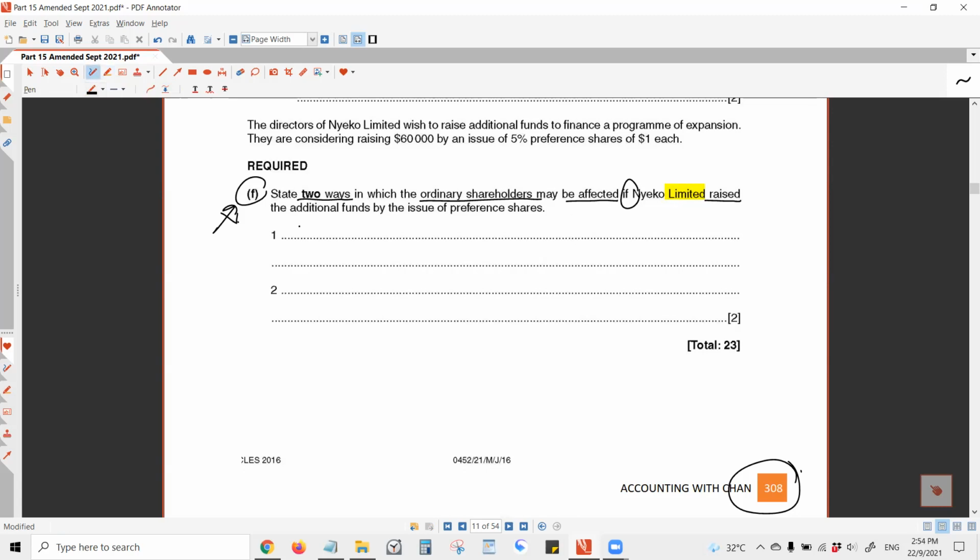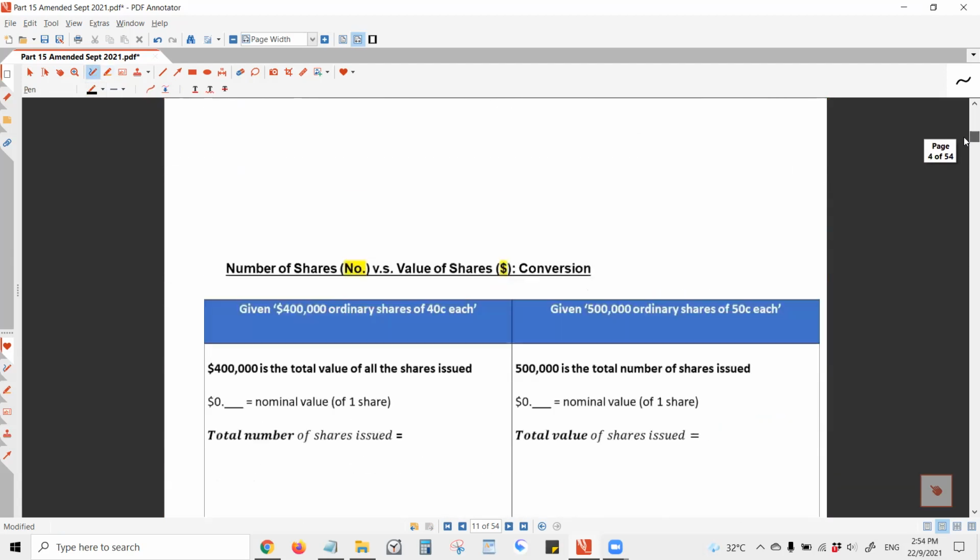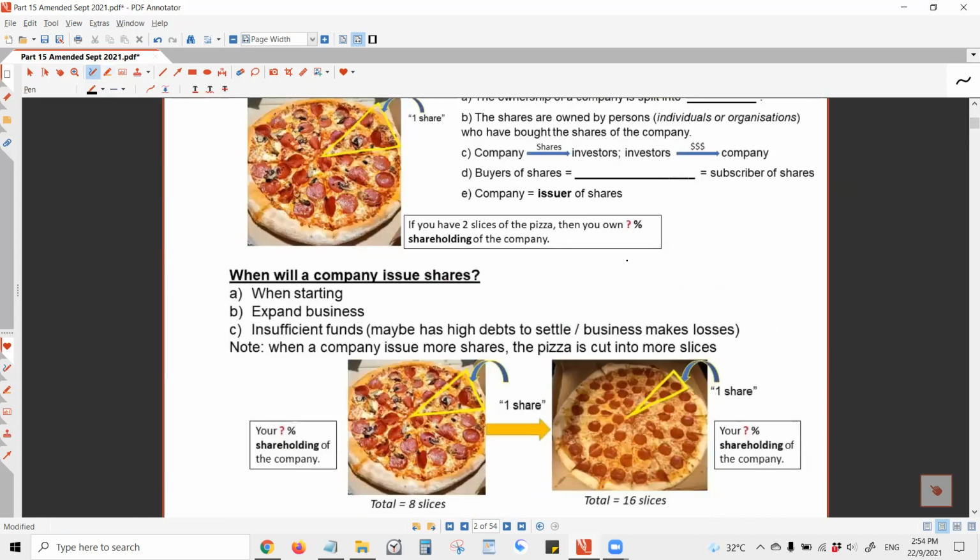If NECO Limited raised the additional funds by issuing preference share. So you try to imagine when company issues more preference shares, issue also means sell. Not sure if you are aware. Issue shares also means sell shares to investor. Why company wants to sell shares? You can refer to the first page and read on your own as to when will a company issue share. This is on the first page where you see a lot of pizza here. Issue also means sell. So when will a company issue share or sell share?